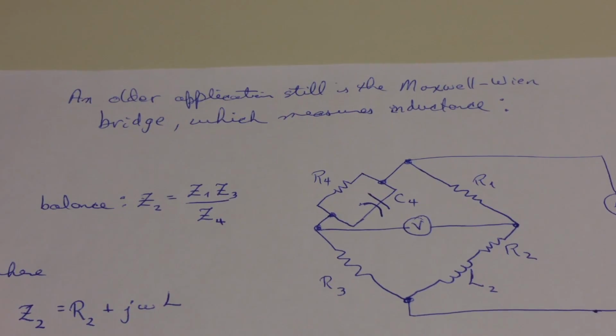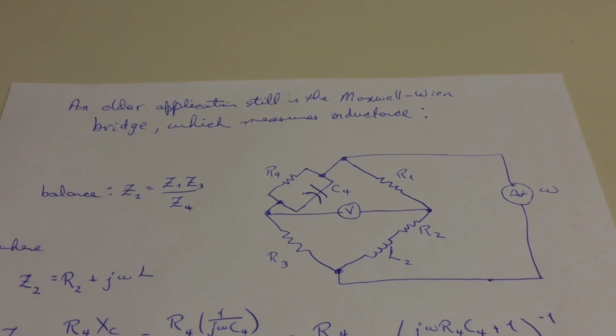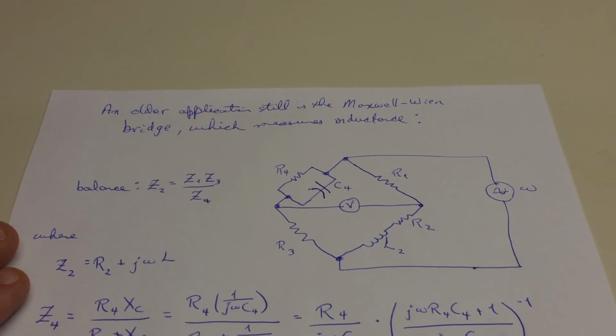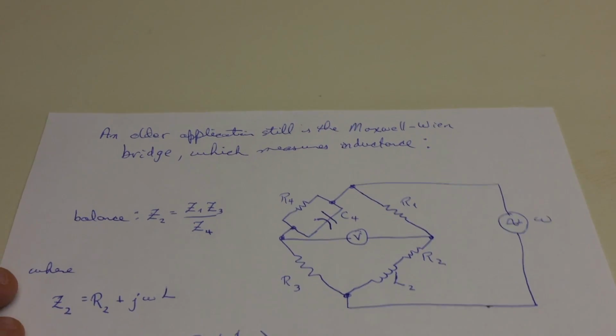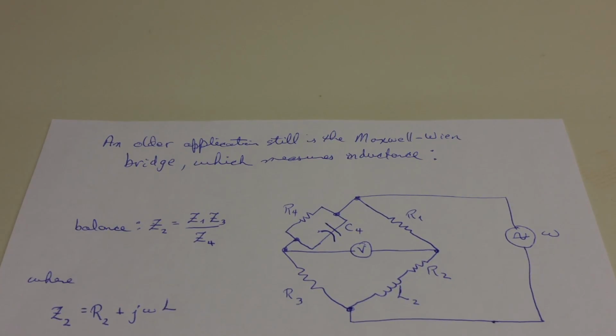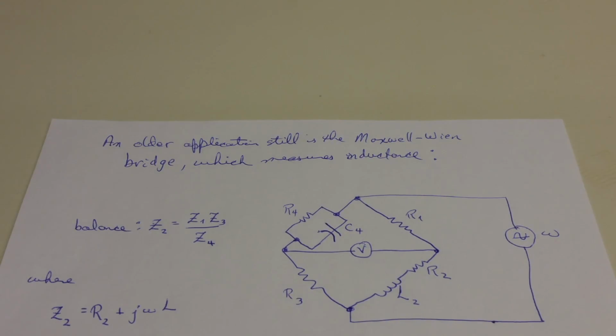All right, well, going back even further than the VTVM, there is another application that I want to go through here just a bit. Let me zoom out a little bit here. That was actually developed by James Clerk Maxwell himself and was devised about the same time by Wien. And so this is now known as the Maxwell-Wien bridge. This is a bridge that enables one to measure unknown inductances.